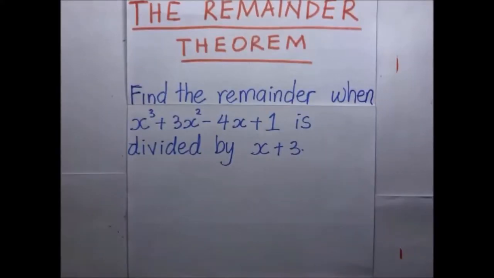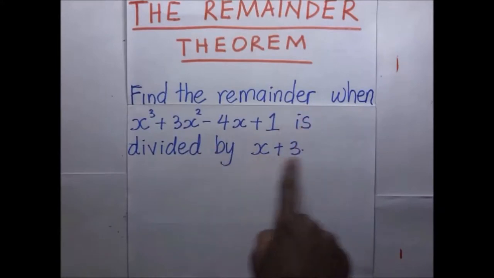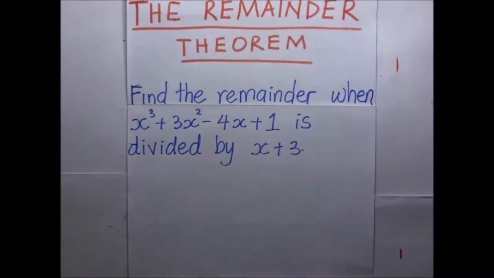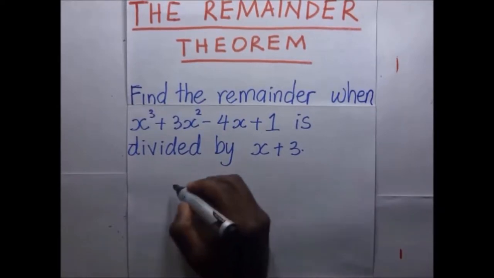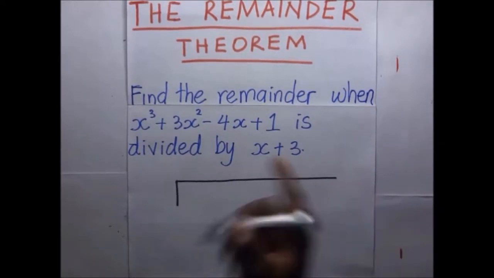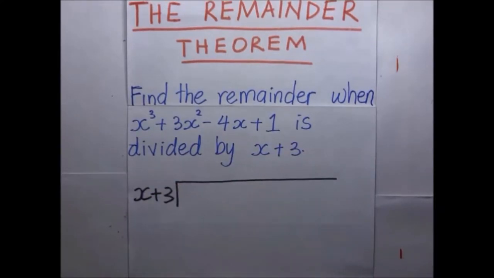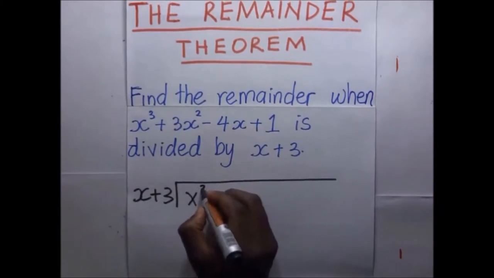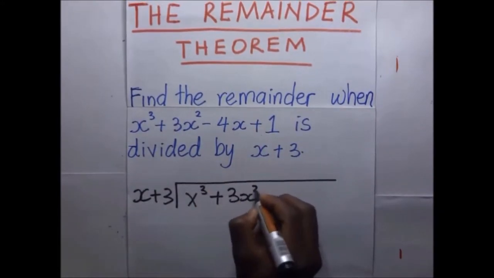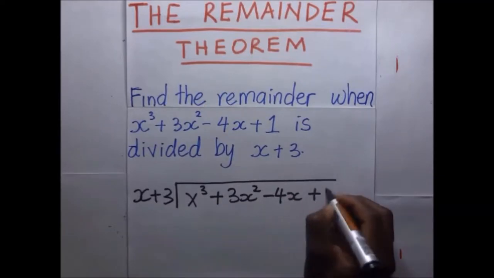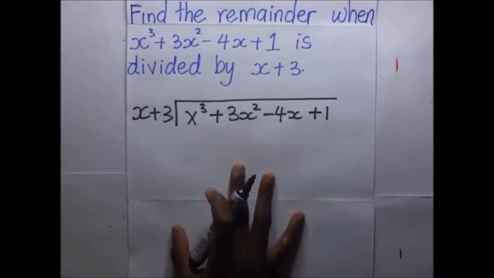The remainder theorem. If the remainder is required when a polynomial is divided by a linear function, it can be obtained by long division. Let's look at this example. Find the remainder when this polynomial is divided by this linear function. So we're going to use long division to sort that. It is divided by x plus 3, and this is it, the x cubed plus 3x squared minus 4x plus 1. So we start our long division.